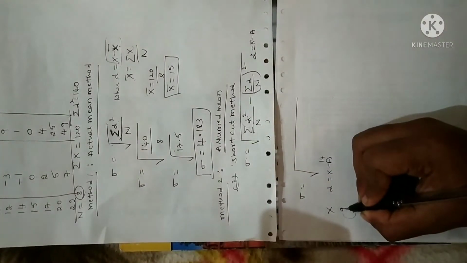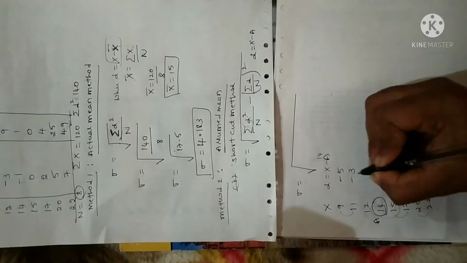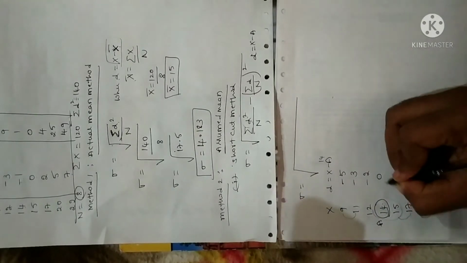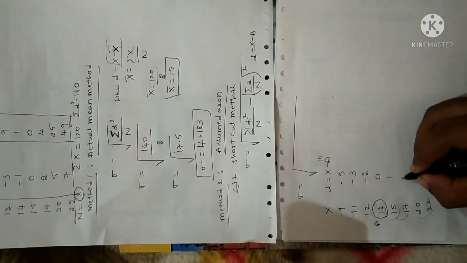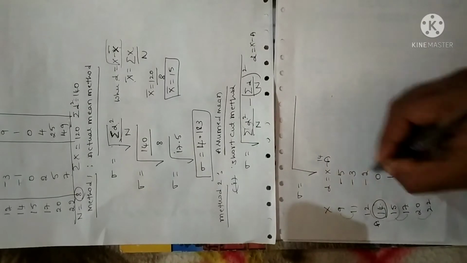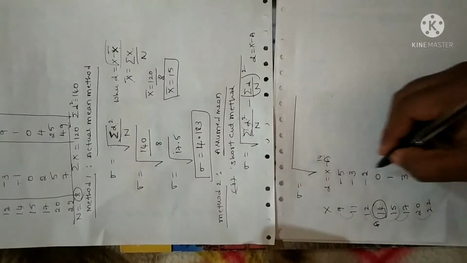Now subtract: 9 minus 14 is minus 5. 11 minus 14 is minus 3. 12 minus 14 is minus 2. 14 minus 14 is 0. Next, 15 minus 14 is 1. 17 minus 14 is 3. Next, 20 minus 14 is 6. 22 minus 14 is 8. So I have obtained D values.